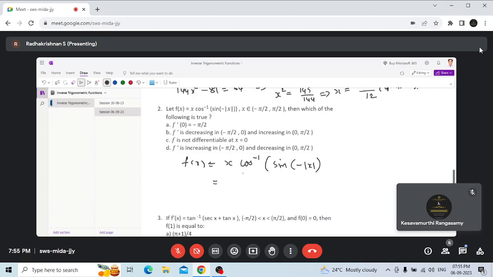So let us try to simplify it. This will become minus... now. What is cos inverse of minus some quantity? Minus x. Cos inverse of x, sir. No. Cos inverse of minus x is called the reflection identity. Option A, sir. It will be pi minus cos inverse of x.